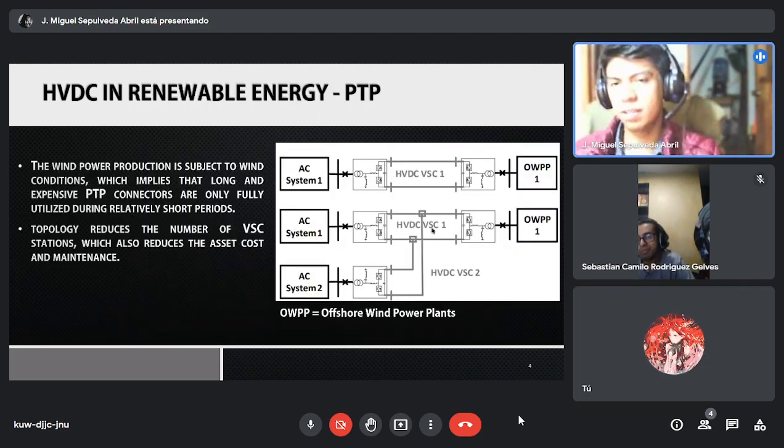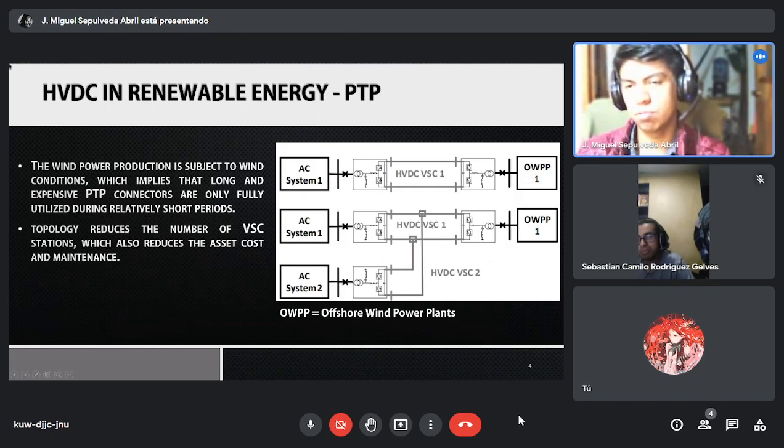So when we have HVDC for renewable energy, we usually use PTP. When that happens, we are talking about offshore wind power plants, which means that wind power production is subject to wind conditions, which implies that long and expensive PTP connectors are only fully used during relatively short periods. Non-PTP topology reduces the number of VSC stations, which also reduces the asset cost and maintenance. So that's what we have with PTP and non-PTP.